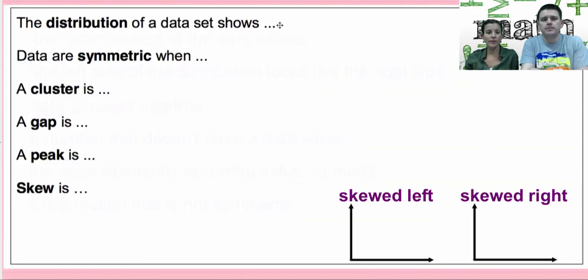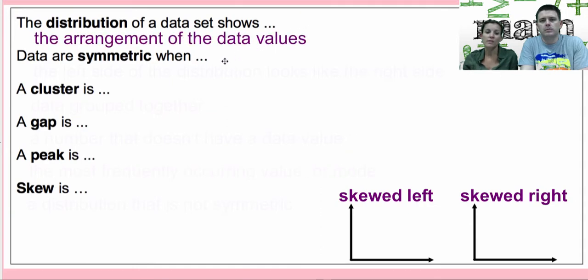More vocabulary for you. Today your whole discussion is around the distribution of a data set. The distribution of a data set shows you the arrangement of the data values, how close they are together, how far apart, what the graph looks like. You're going to try to describe it, and someone should be able to draw what it looks like without having the graph in front of them.